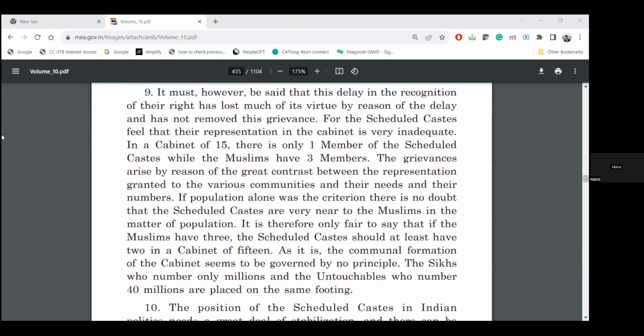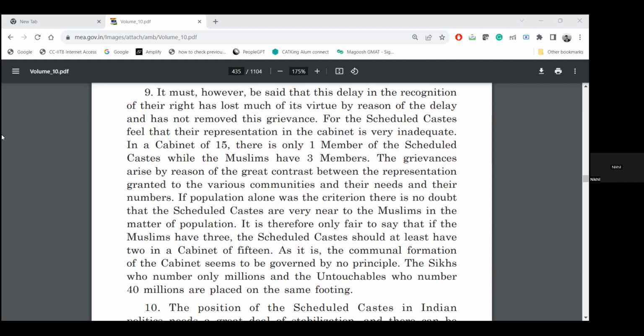Point number 9. It must, however, be said that this delay in the recognition of their right has lost much of its virtue by reason of the delay and has not removed this grievance. For the scheduled caste feel that their representation in the cabinet is very inadequate. In the cabinet of 15, there is one member of the scheduled caste, while the Muslims have 3 members. The grievances arise by reason of the great contrast between the representation granted to the various communities and their needs and their numbers.